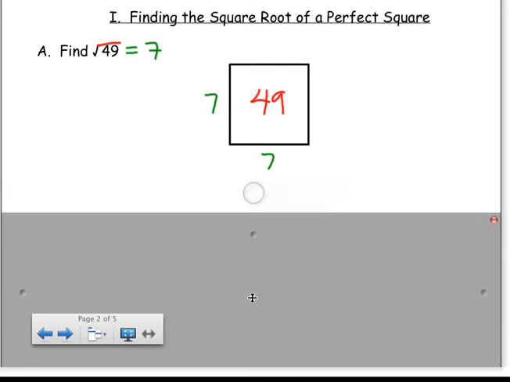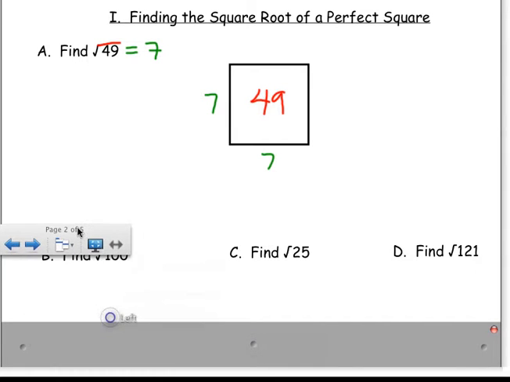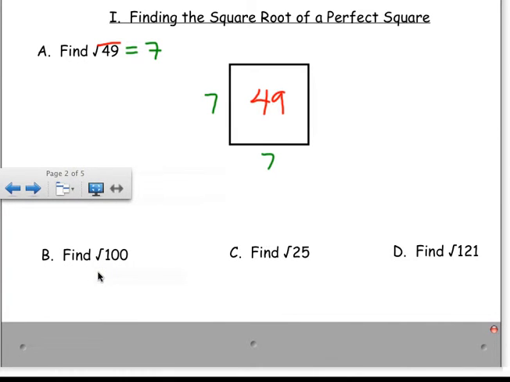If I try a couple others, maybe without the actual visual, if I find the square root of 100, I know that that's 10, because 10 times 10 gets me 100. Go ahead and stop the video here, try C and D. Press play once you have your answers. Okay, you've tried them. The square root of 25 is 5, because 5 times 5 is 25, or because 5 squared is 25. The square root of 121 is 11, because 11 times 11 is 121, or 11 squared equals 121. Pretty basic stuff so far.